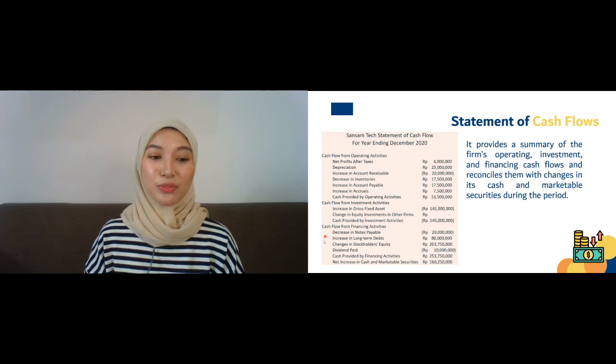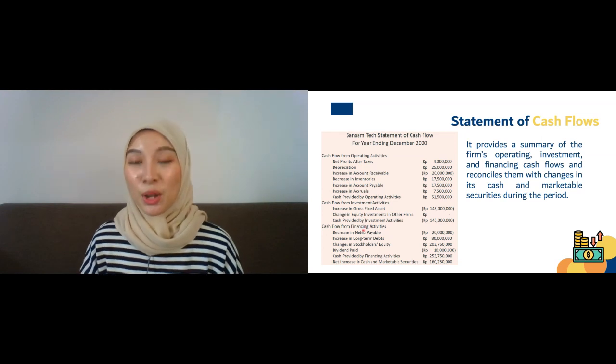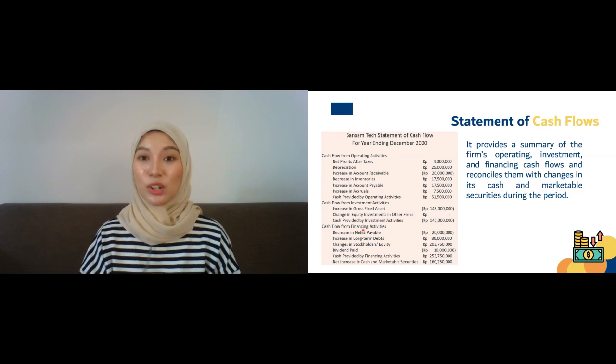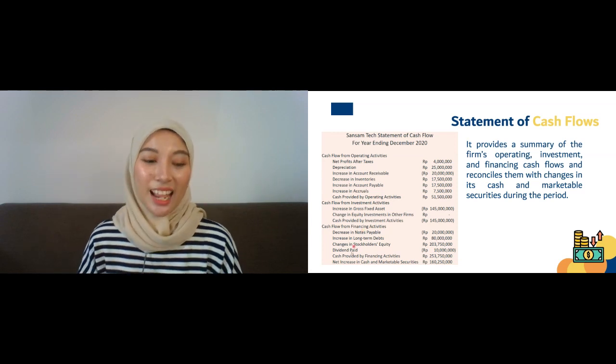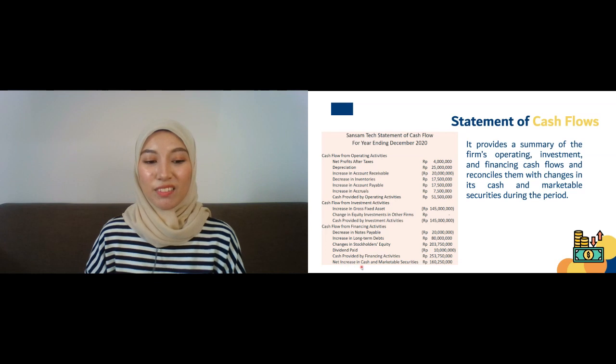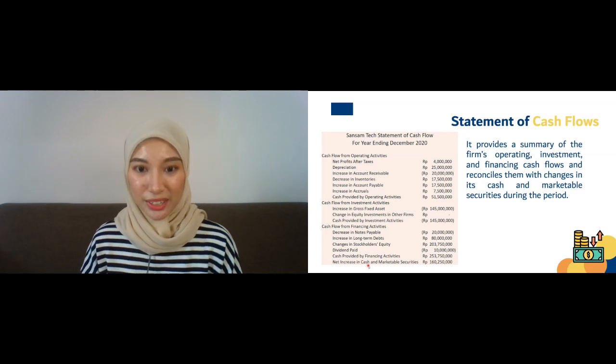And the last one is cash flow from financing activities, whether you get financing or pay your financing. And at the end, we get the net increase in cash and marketable securities.